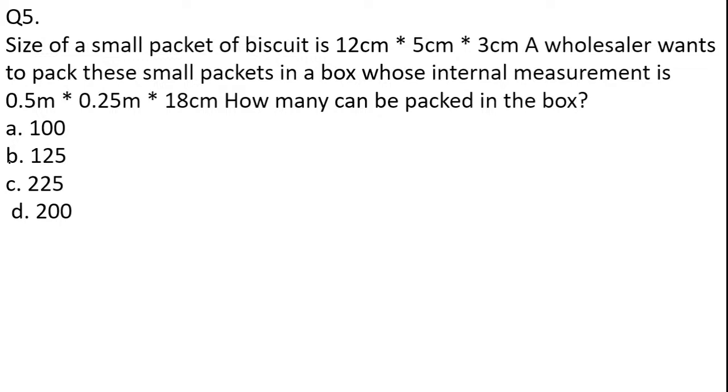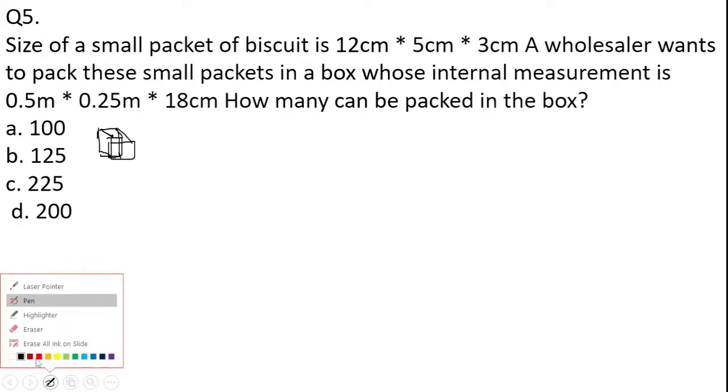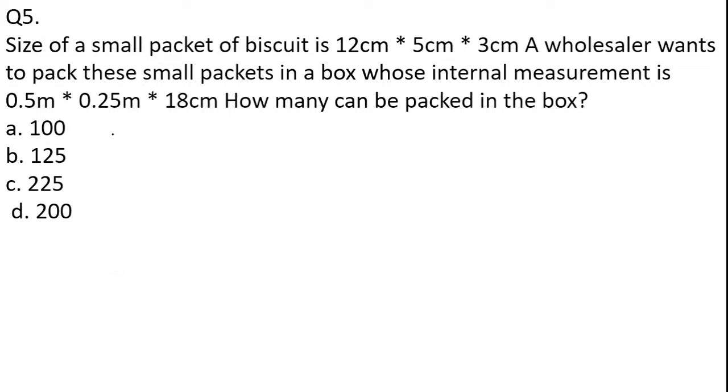What is given now? The size of a small packet of a biscuit has been mentioned, which is equal to 12 centimeter into 15 centimeter into 3 centimeter. For example, this is the small packet of the biscuit. Okay, sizes have been mentioned: 12 centimeter, 5 centimeter, and 3 centimeter.